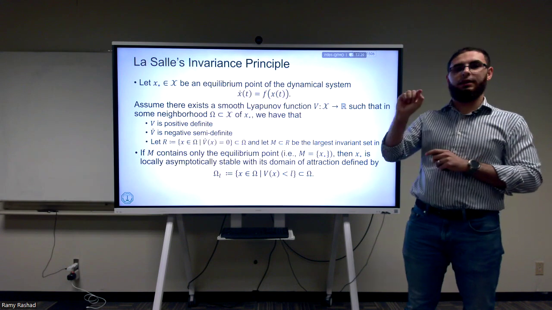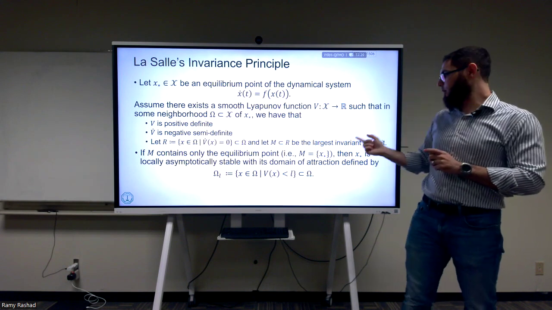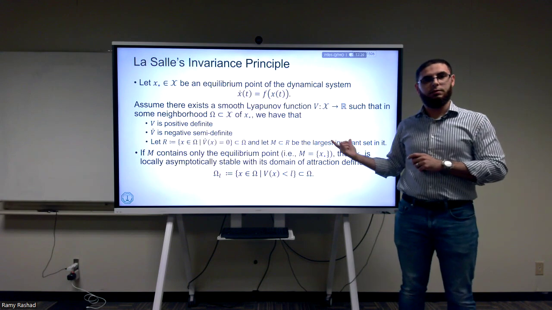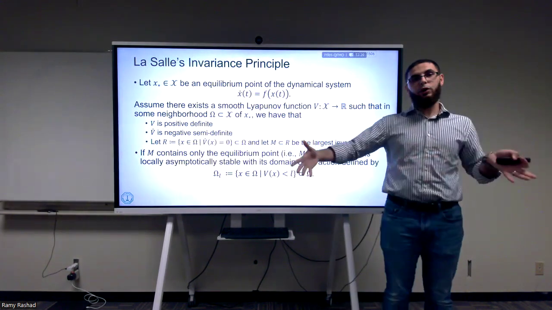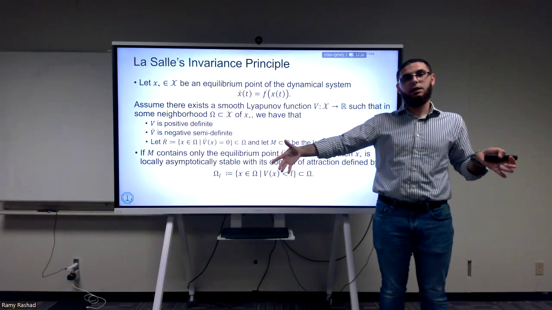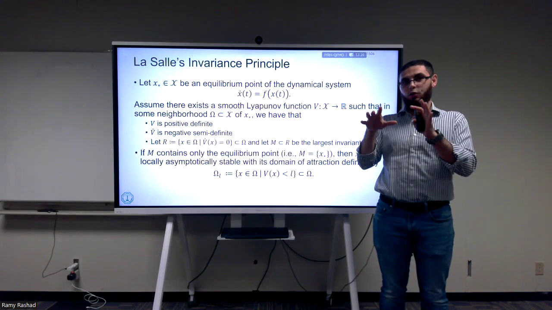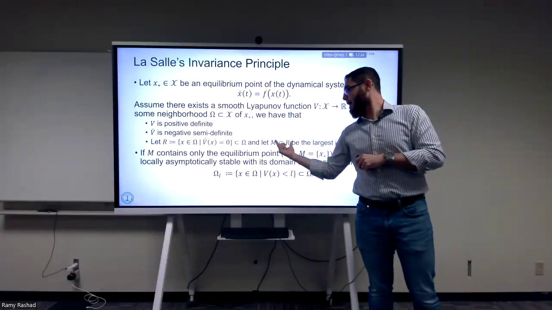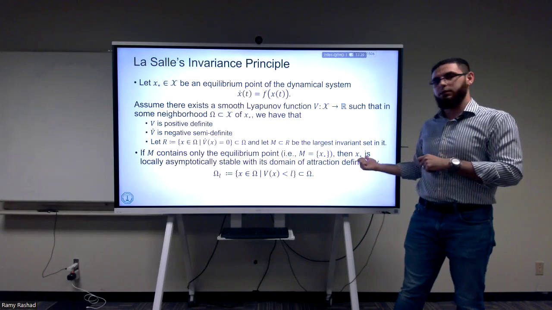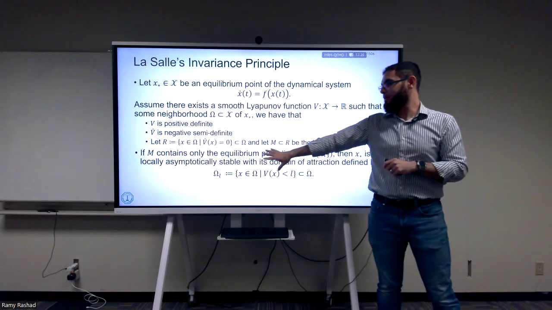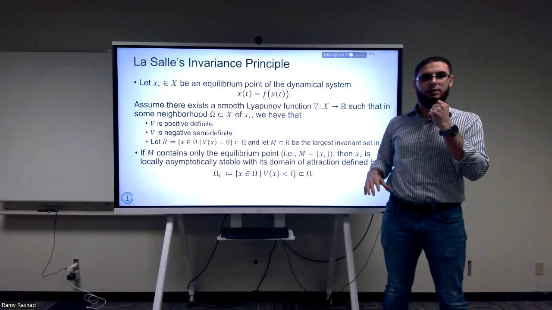We need it to contain the equilibrium point only. In general, it will have more points. V dot equal to 0 will be satisfied in general by many points. You can have an infinite number of points. If we can show that M contains only one point, which is the equilibrium point, then we can guarantee that this equilibrium point is locally asymptotically stable.